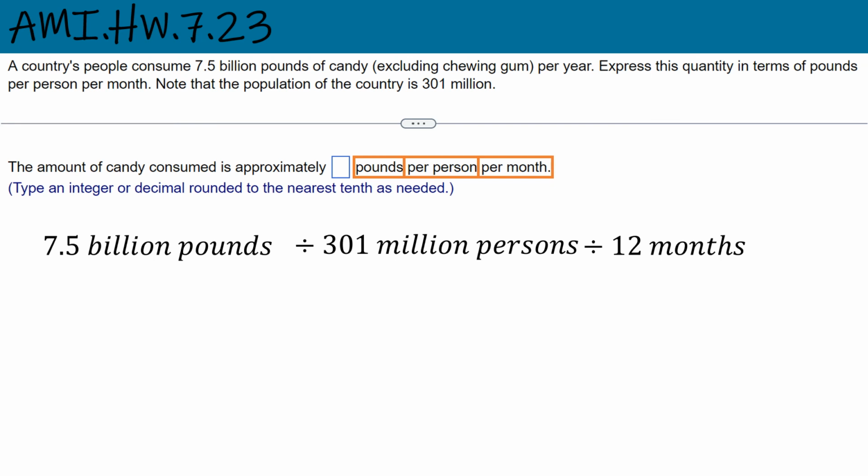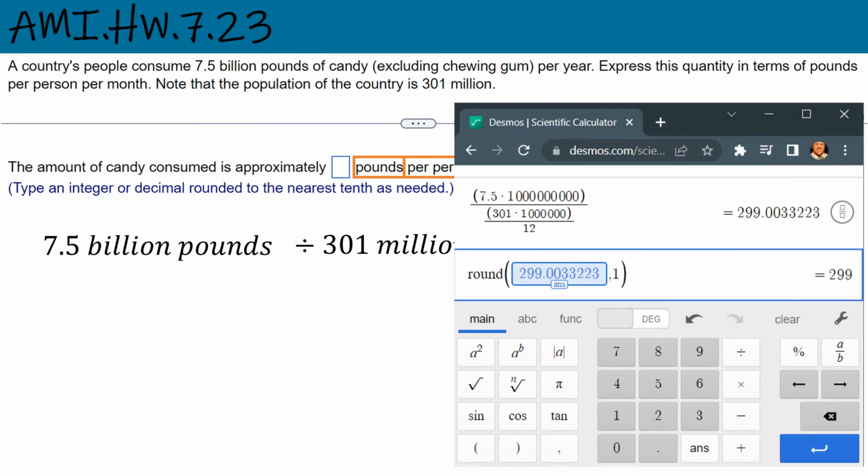Since it says per, I'm going to divide each time it says per. So I'm going to take 7.5 billion, divide by the 301 million, and divide by 12. I'm going to type it in Desmos. I like Desmos because I get to type it in. Remember to not just type in 7.5, but 7.5 billion. So I typed in 7.5 times a billion, and 301 times a million. And what this says is that per person, they're eating a lot of candy.